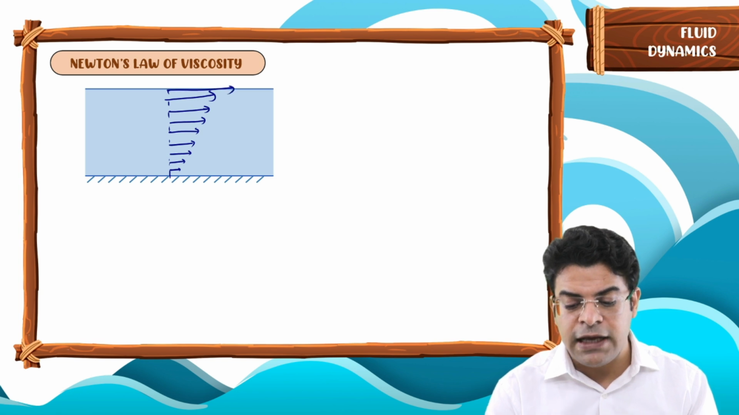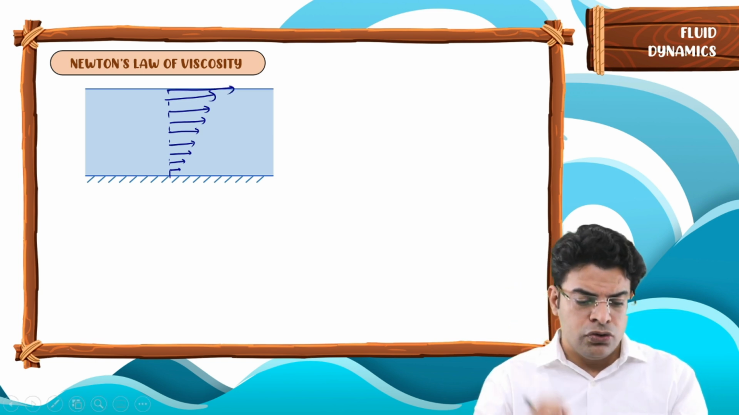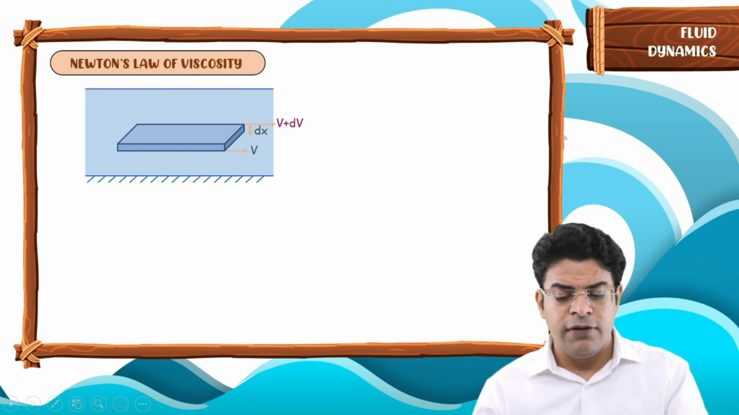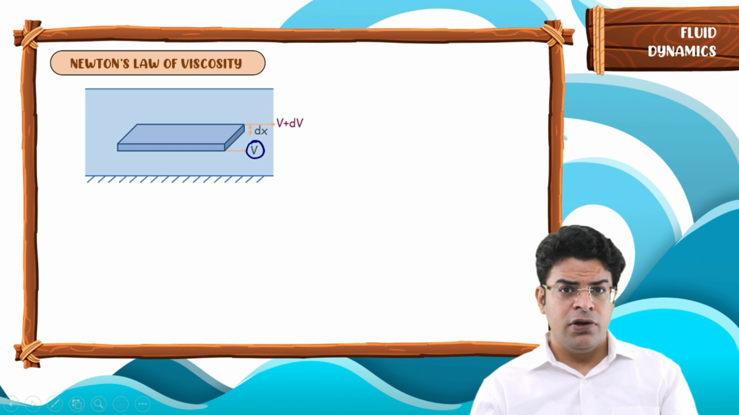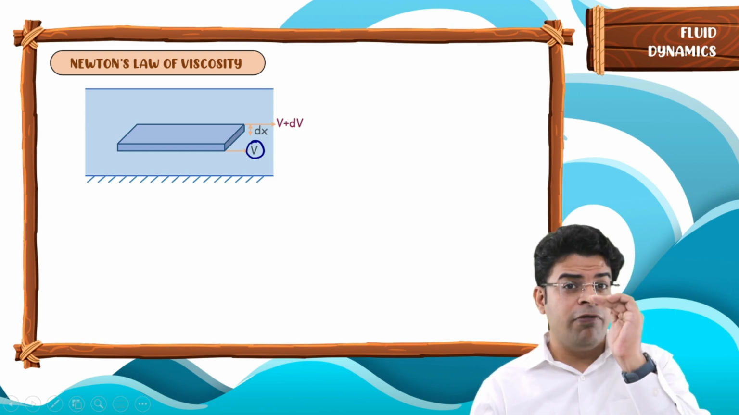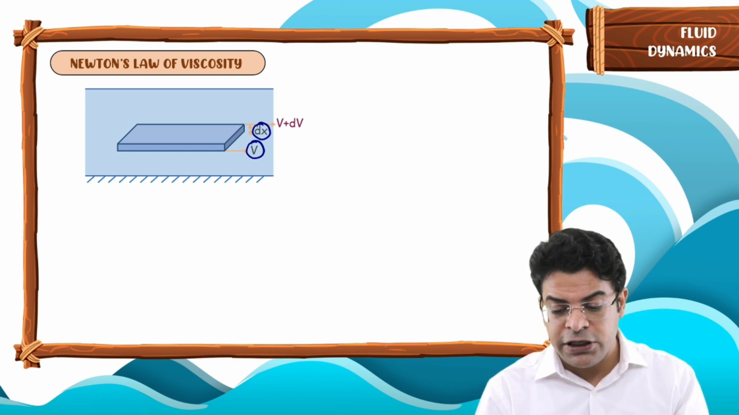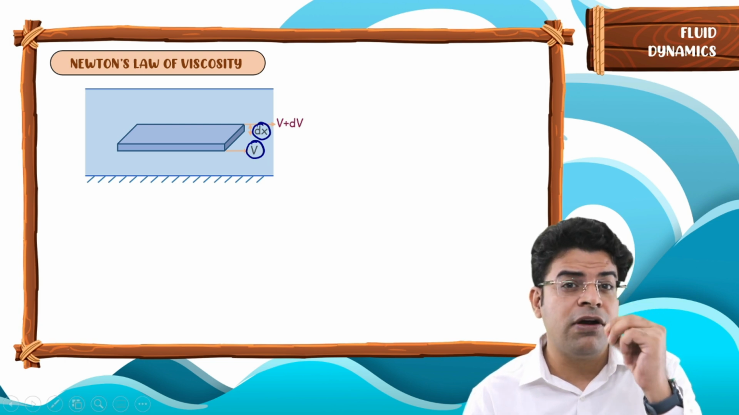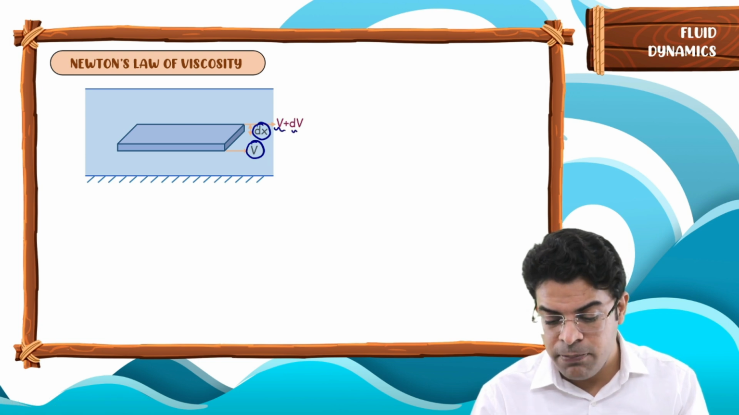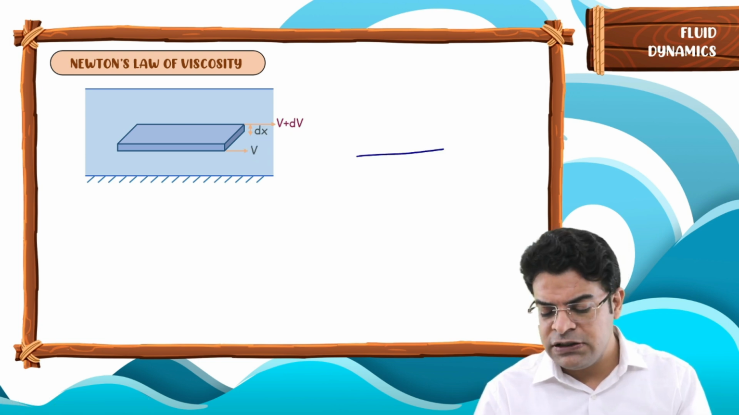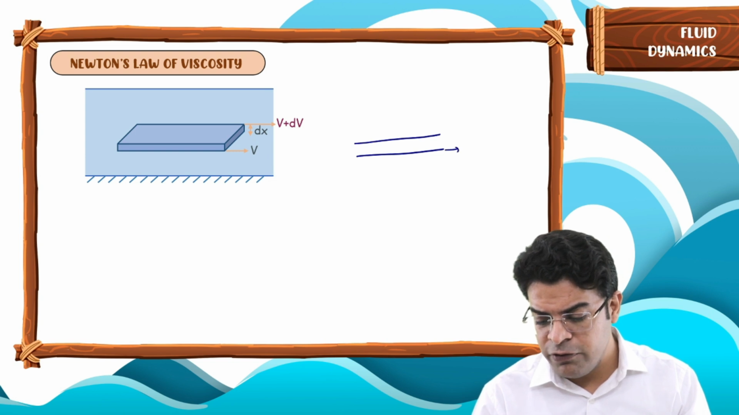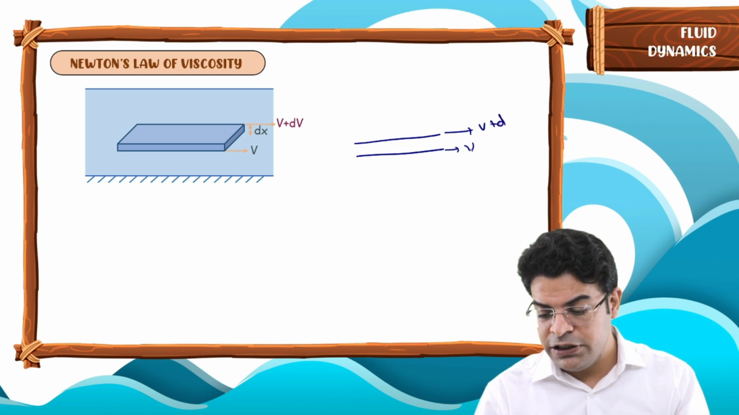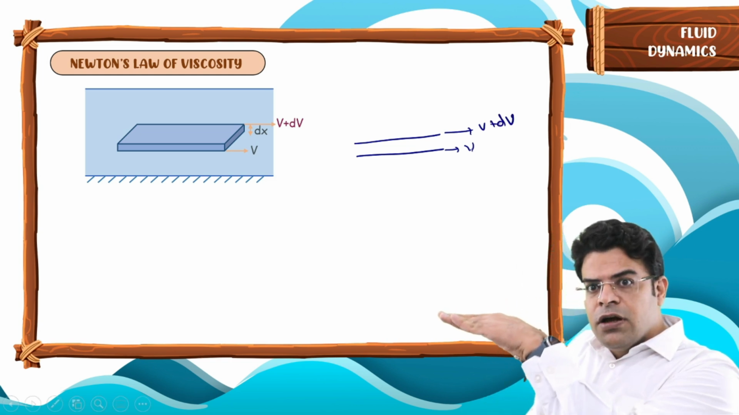So if you visualize two layers really close by, separated by an infinitely small distance dx. If the layer below moves with a velocity v, then the layer above it at an infinitely small separation will move with an infinitely small amount of greater velocity. So the velocity will be v plus dv. Now just visualize these two layers. The lower layer moving with a velocity v, the layer above it moving with a velocity v plus dv. The upper layer moves faster compared to the lower layer.